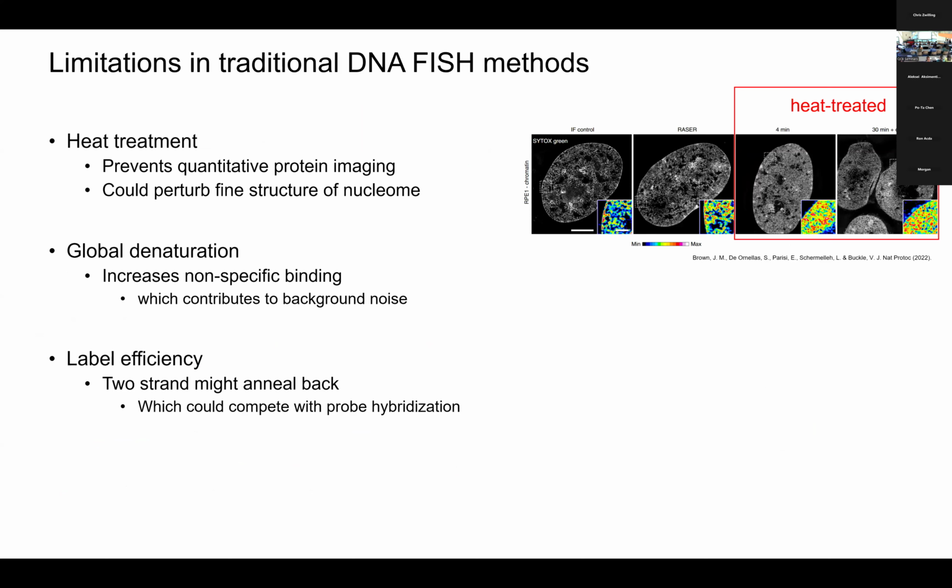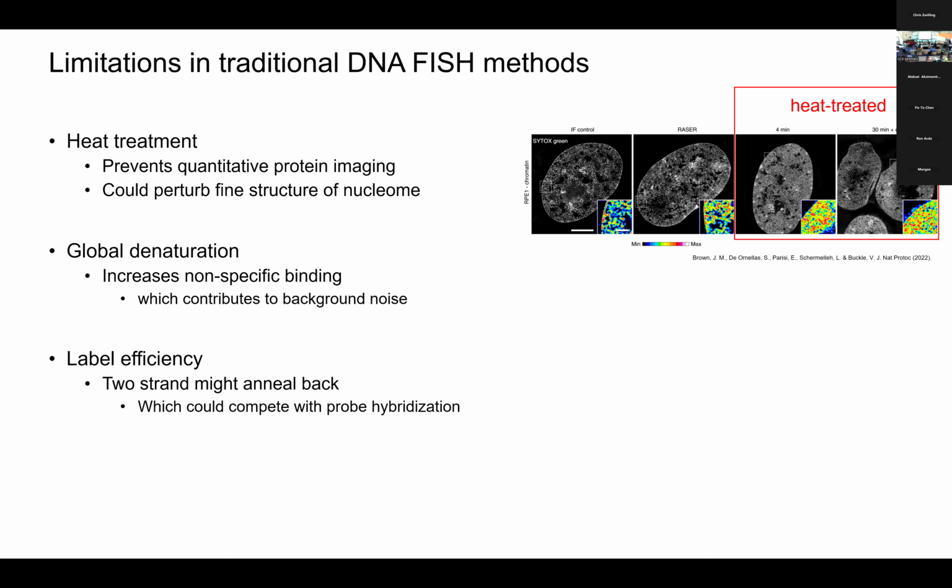So I'm going to quickly summarize the limitations of the traditional DNA FISH method. It requires heat treatment, which not only prevents quantitative protein imaging, but also people have shown that heating the cell can perturb the fine structure of the chromosome. And in the traditional DNA FISH method, because heating is not sequence specific, it opens up the entire genome. So what happens is that it increases a lot of non-specific binding and increases the background.